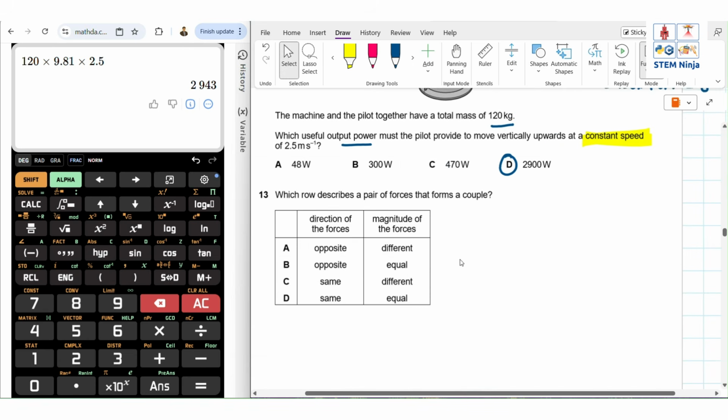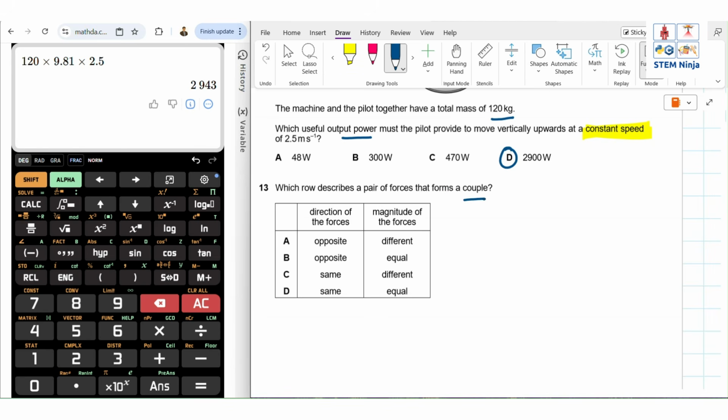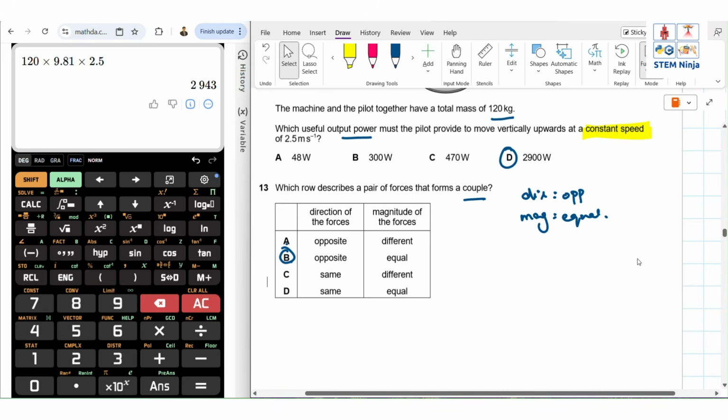Okay. Which row describes a pair of forces that form a couple? So for a couple, the direction is opposite, but the magnitudes are equal. So direction is opposite, magnitude of force is equal. So question 13 is B.